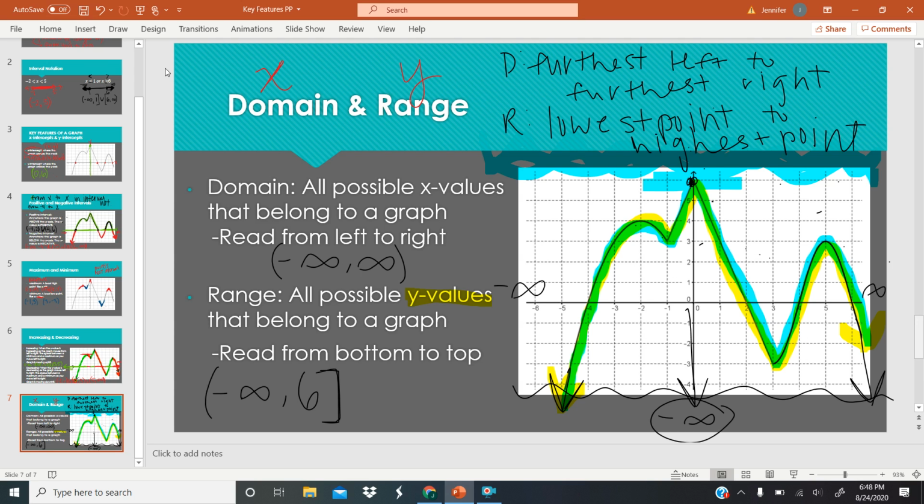And then we're going to do a lot of practice on domain and range in class on Wednesday. And so we have a practice worksheet that we're going to do on that. But that is a summary of all of the key features.